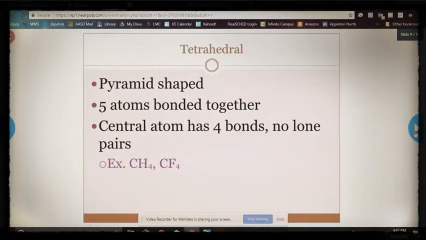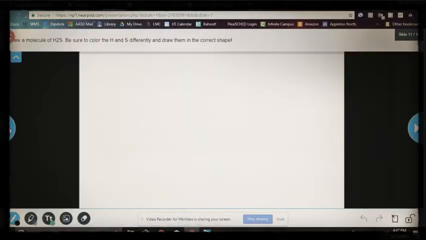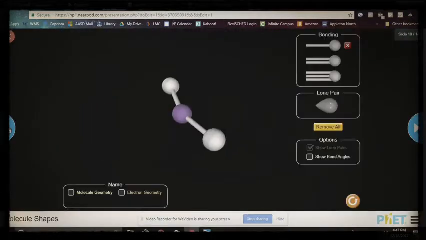Then our last one that we're going to be looking at is tetrahedral, and tetrahedral is also kind of pyramid shaped. It's just a little bit better identified pyramid, but still kind of pyramid shaped. You have 5 atoms bonded together, and that central atom is going to have 4 bonds to it and no lone pairs. So methane, CH4 or CF4, carbon tetrafluoride, that also would have a tetrahedral shape to it. So back to that.